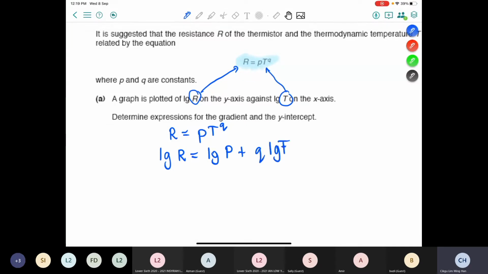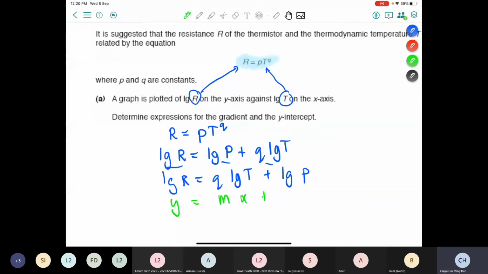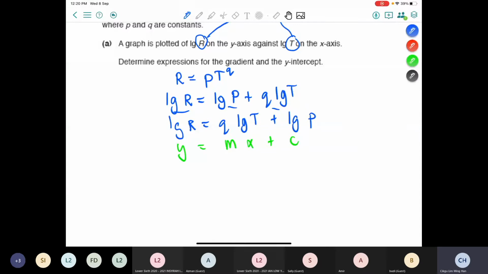This one, the log thing, I hope everybody did not make any mistake. Because when you do the log, then it's log R against log T. Sorry, log R against log Q. I always write log Q plus log P. So this one is y equal to mx plus c. Therefore your gradient is simply Q, and your y-intercept is simply log P.